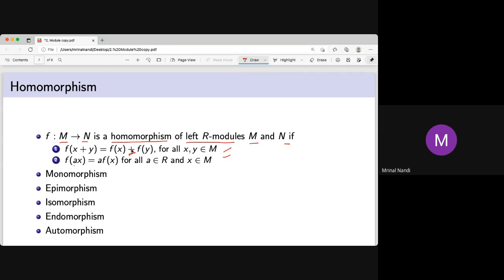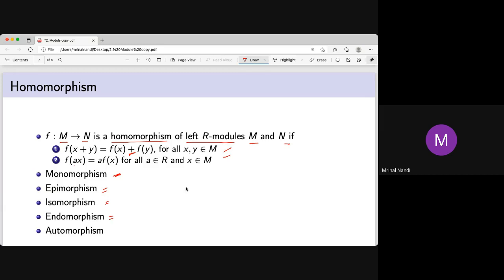It's just a linear map, as in a vector space. And for the right module, with scalars from the right side, f(xa) equals f(x) times a. And what is a monomorphism? Every injective homomorphism is called a monomorphism. Every surjective homomorphism is called an epimorphism. And a bijective homomorphism is called an isomorphism. This is both monomorphism and epimorphism.